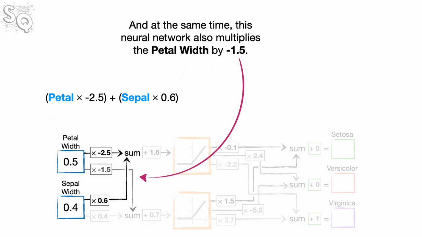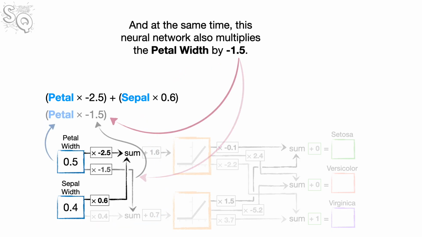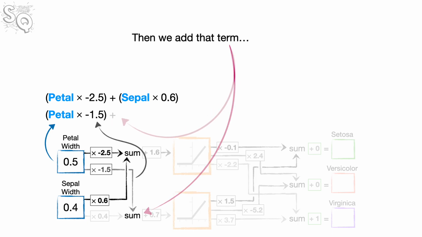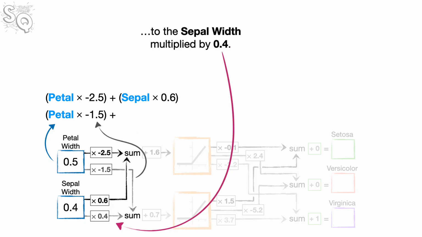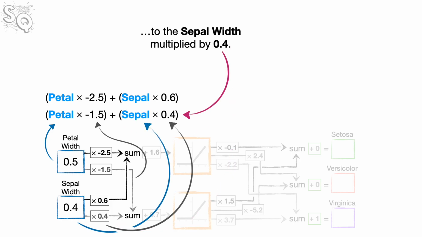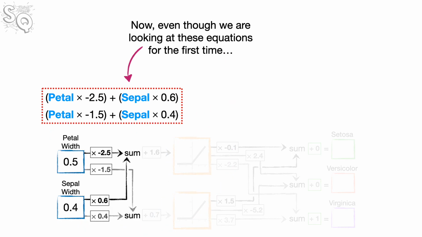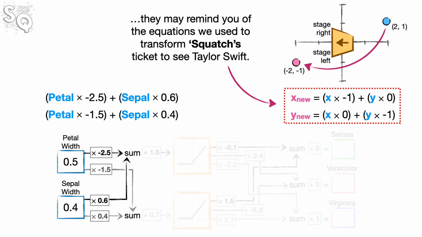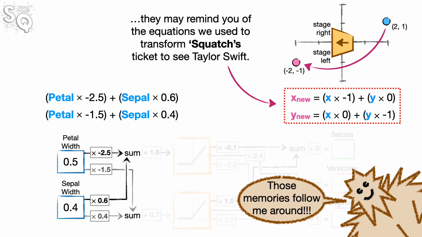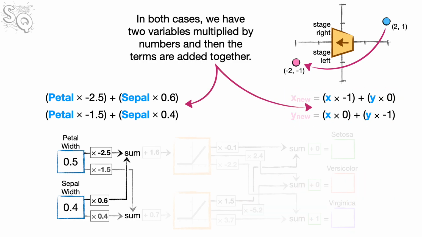And at the same time, this neural network also multiplies the petal width by negative 1.5. Then we add that term to the sepal width multiplied by 0.4. Now, even though we are looking at these equations for the first time, they may remind you of the equations used to transform Squatch's ticket to see Taylor Swift. Those memories follow me around. In both cases, we have two variables multiplied by numbers and then the terms are added together.